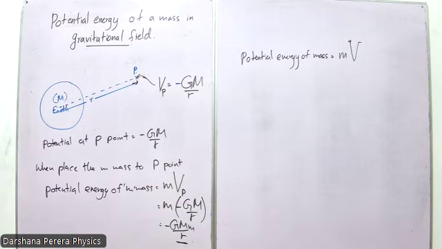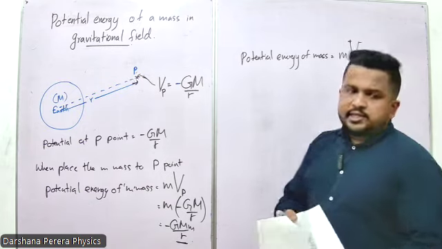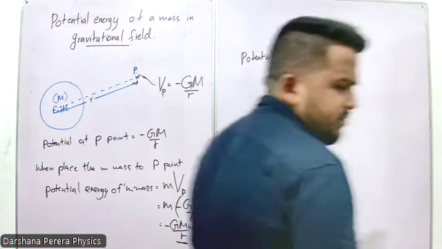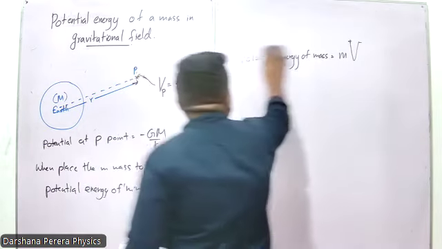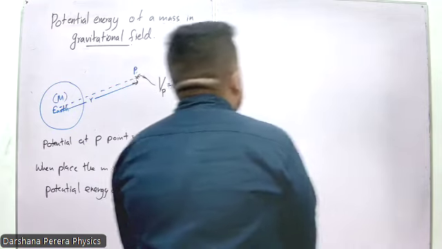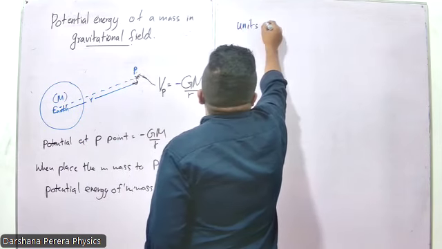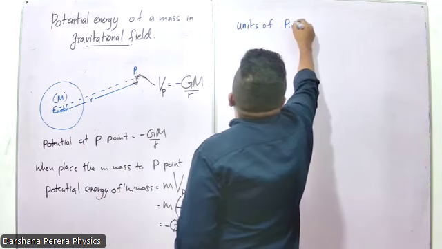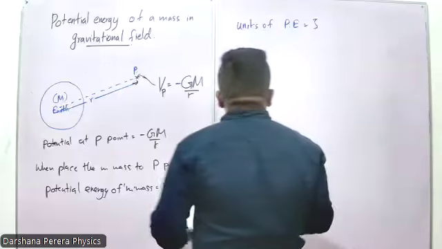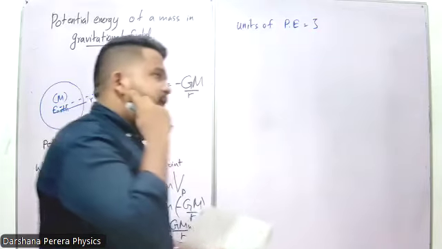What is the unit of the potential energy? It is very easy, no? Unit of the potential energy means joule. You know. Right. Write down: units of potential energy equals joule.